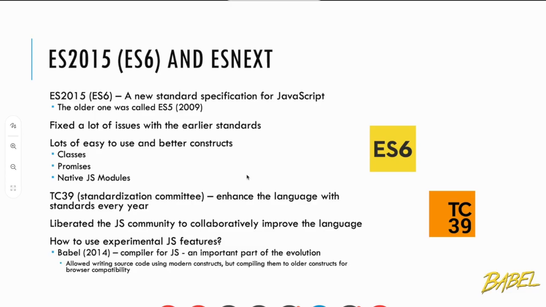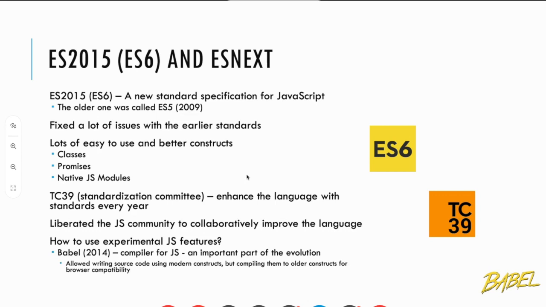So another big innovation that happened during this time was the introduction of ES6. So ES6 is a new standard specification for JavaScript. A specification, if you're not aware, is basically a document that describes what the language supports and what the different syntax and concepts are. So ES6 was the new standard specification that introduced a lot of improvement to JavaScript. The older standard before this was called ES5, and that was introduced in 2009. So 6 years was the big period in which no real development happened in JavaScript, and then ES6 revolutionized all of this.